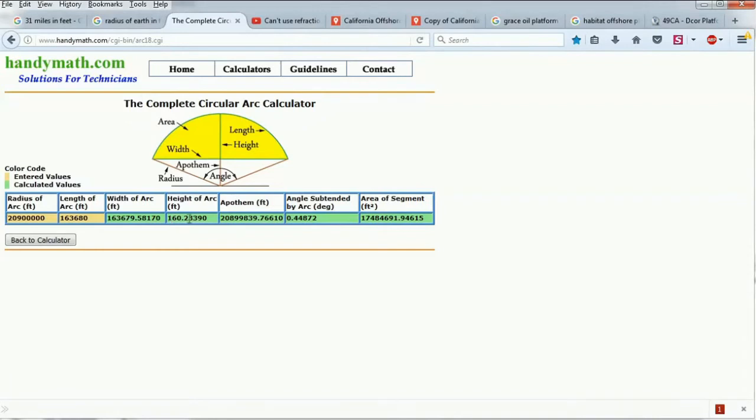Every single circular arc calculator will give you the same answer repeatedly. I've checked a bunch of them. Okay, so take that 160 feet, and now let's see what platform Grace should look like using that number and constructing an arc between the mainland and Anacapa Island. And that's what I've done.